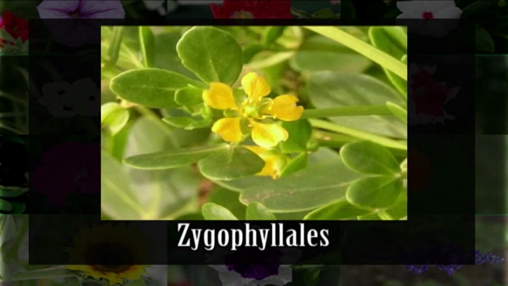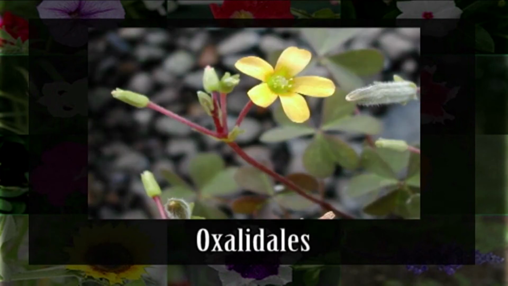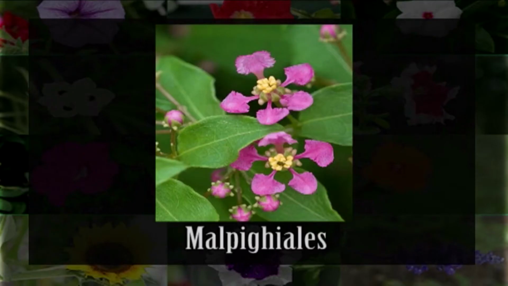Within this Rosid first, it is started by the order Zygophyllales, followed by Celastrales. Celastrales, we have the common Euonymus. This Celastrales is followed by one more order by the name of Oxalidales. Within Oxalidales, we have the common families like Oxalidaceae, or we have many other families like Elaeocarpaceae, which have been included under the order Oxalidales, followed by a large order by the name of Malpighiales.